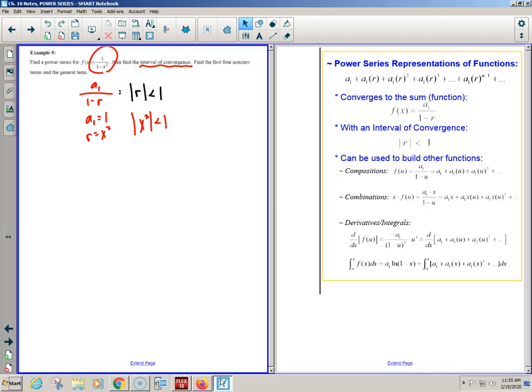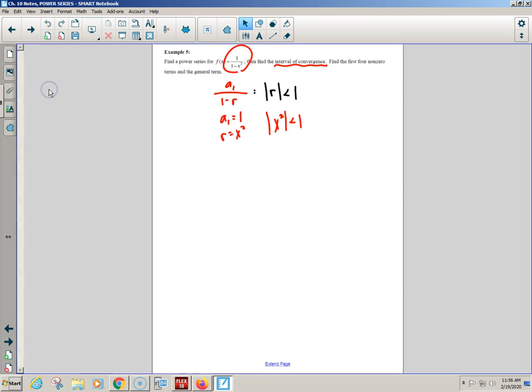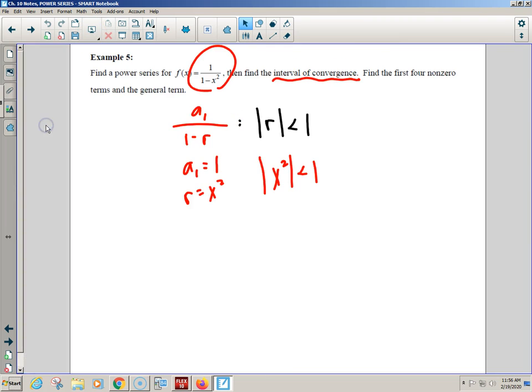So here, towards the end of yesterday, we were getting to an endeavor card. Part of that endeavor card was power series, representation of functions, and interval of convergence. R less than 1. Who's R in this one? X squared. And how do we know it was x squared? By the a sub 1 over 1 minus r. Who is in the r spot? X squared is in the r spot. So question, what would be the interval of convergence for this?